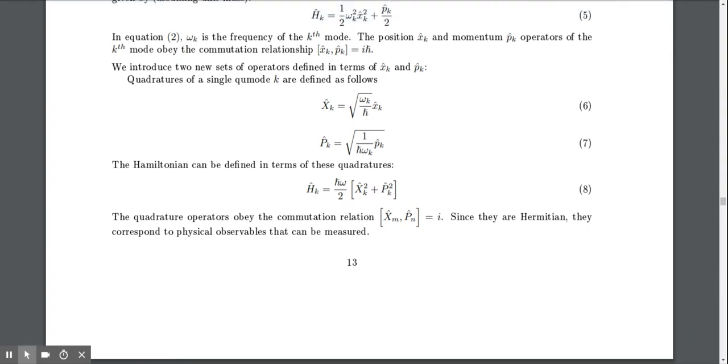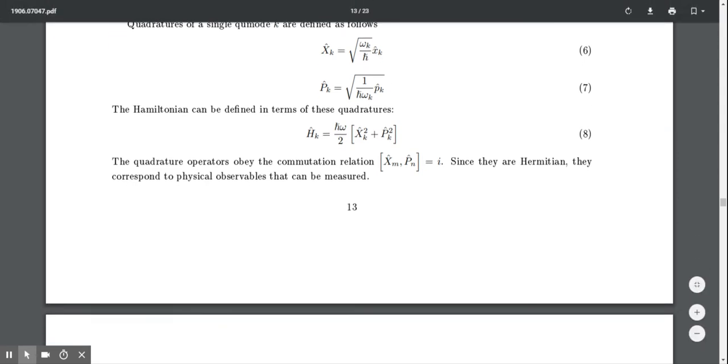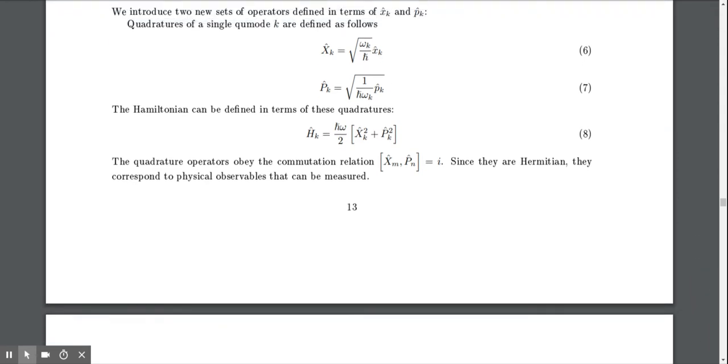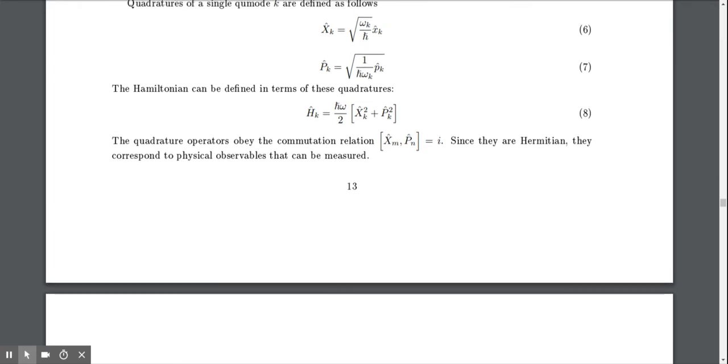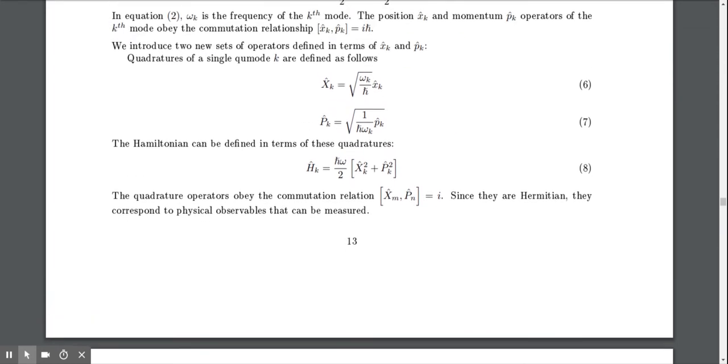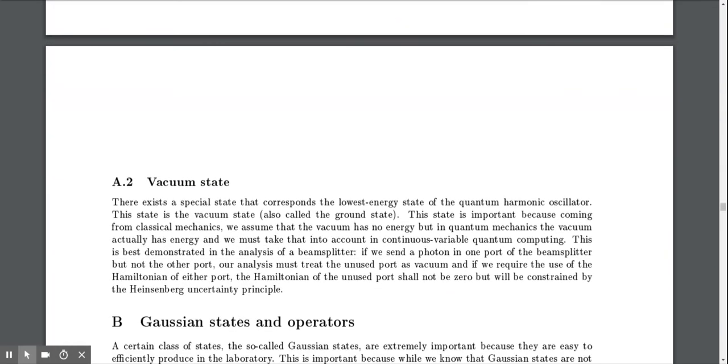The quadrature operators obey the commutation relation. Since they are Hermitian, this is something I still have to dig into. It's also appearing in the discrete version of quantum computing. They correspond to physical observables that can be measured. Okay, so basically you can measure position or momentum.